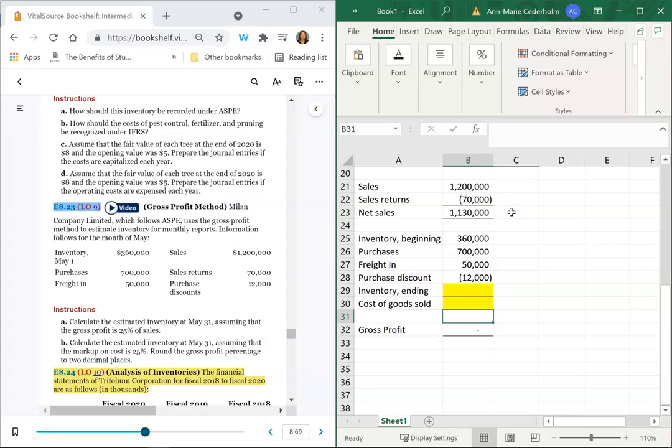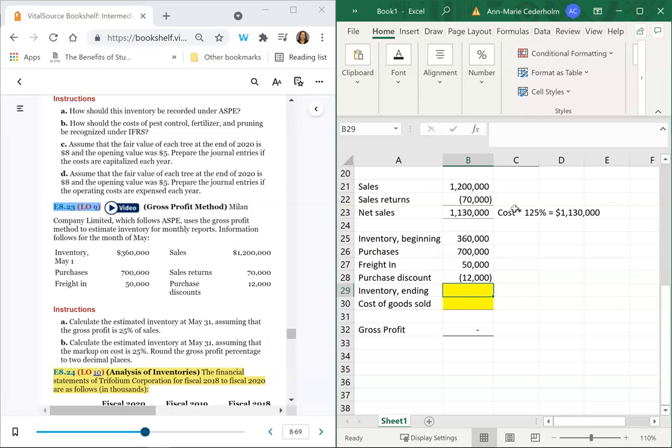So this is what I do know, that my cost times, if it's a 25% markup, I'd say 125%, equals whatever my sales were. So that's 1,130,000. So that's how we got the net sales.